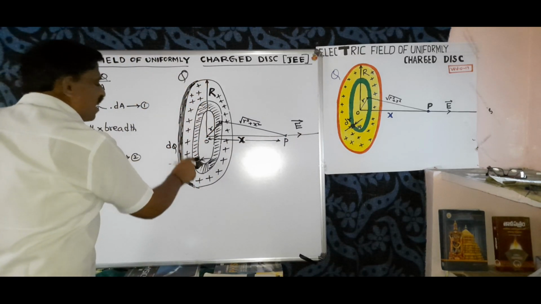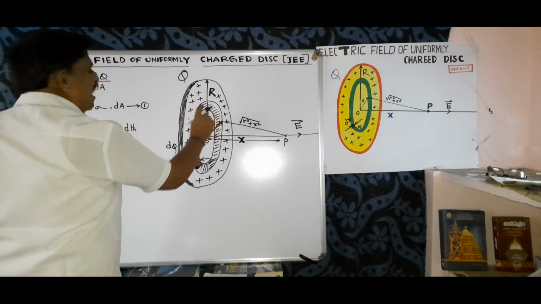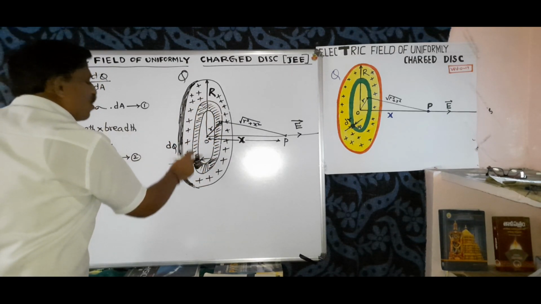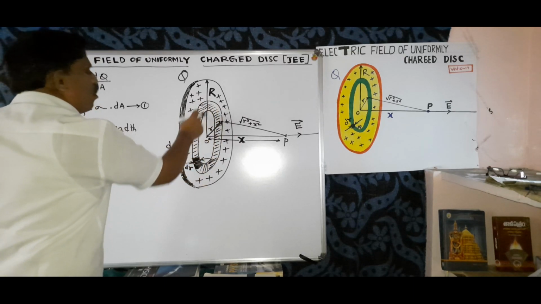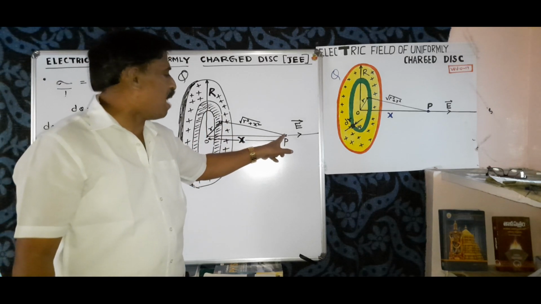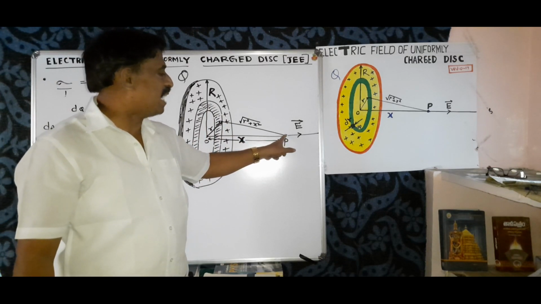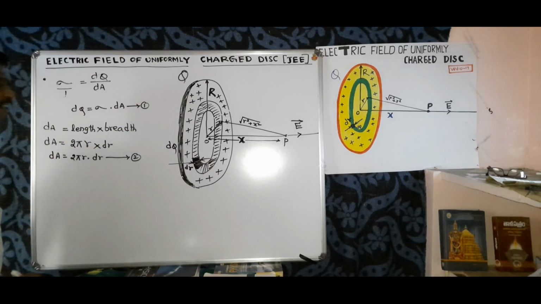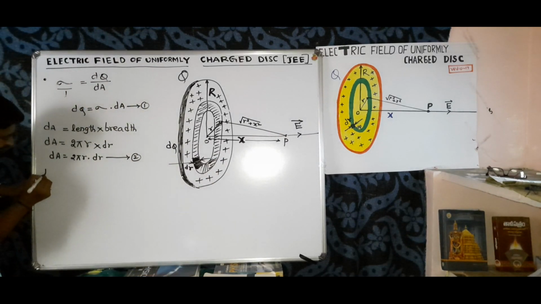This circular ring, a very thin ring, contains a small amount of charge. This ring is producing a small amount of electric field at the point P. Now, that is given by the intensity of electric field.